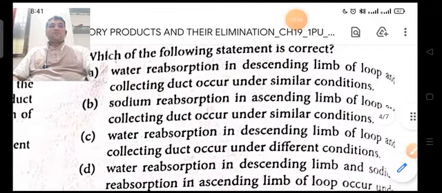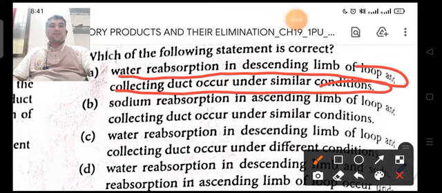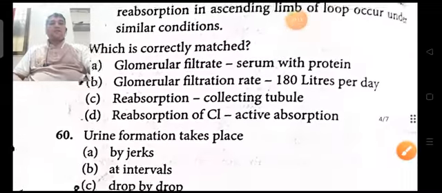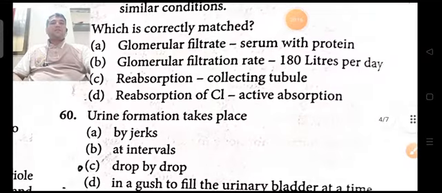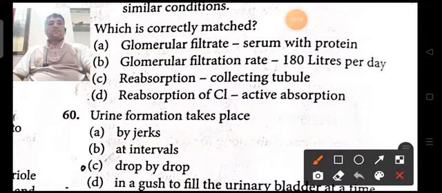So when you try to see this, water reabsorption in the descending limb of loop of Henle and collecting duct occurs under similar conditions, and all the remaining statements are wrong options. These three may not occur. Which is correctly matched? Here you just try to see that correctly matched. Glomerular filtrate, serum with protein.